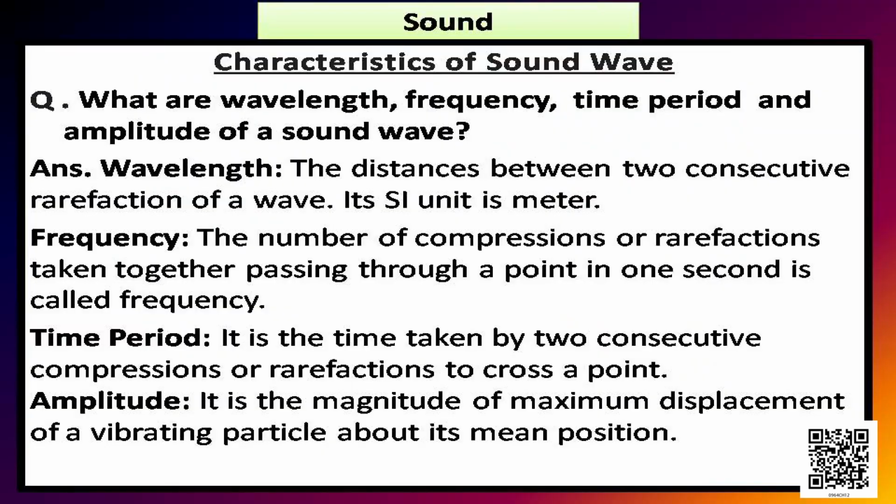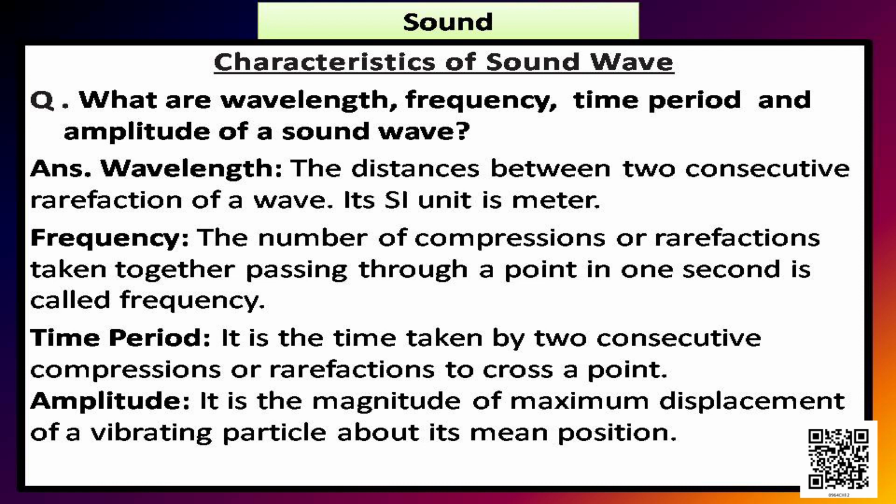The distance between two consecutive compressions or rarefactions of a wave is called its wavelength. Its SI unit is meter. What is frequency? One compression and one rarefaction constitute one vibration. The number of vibrations in a second is called frequency, and its SI unit is hertz.